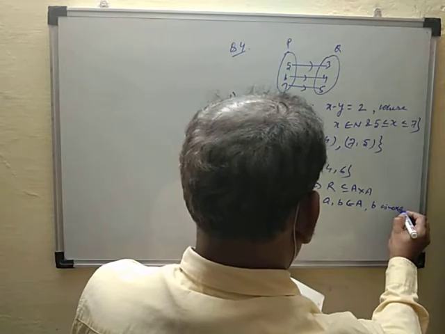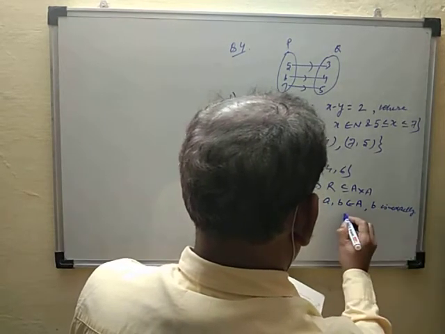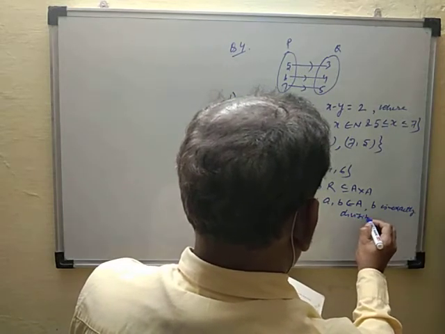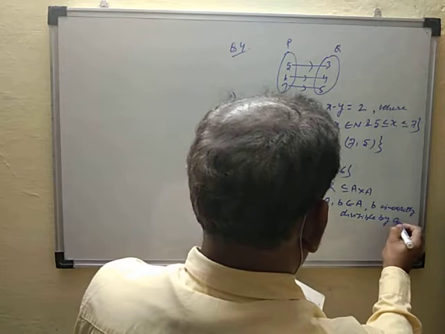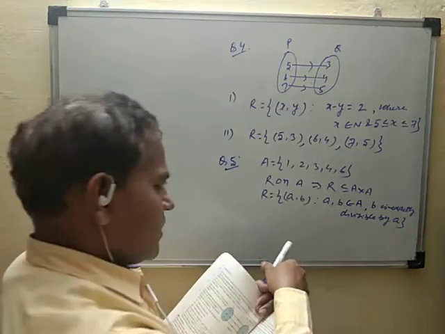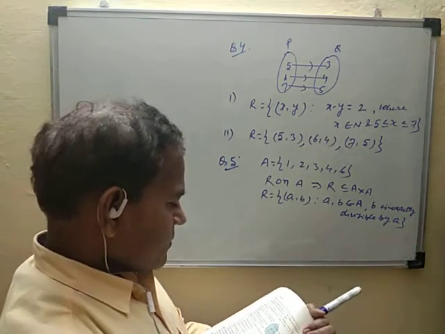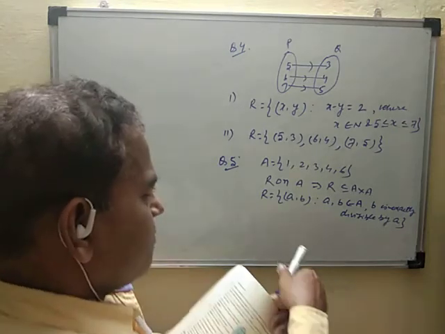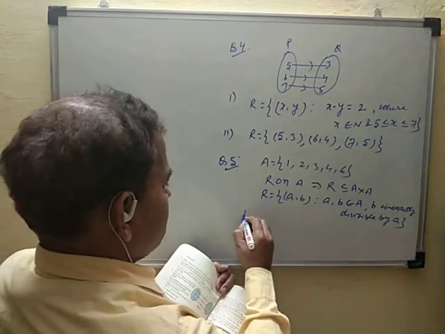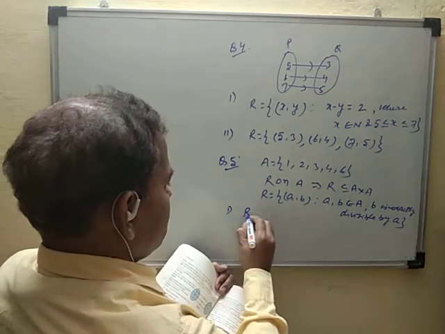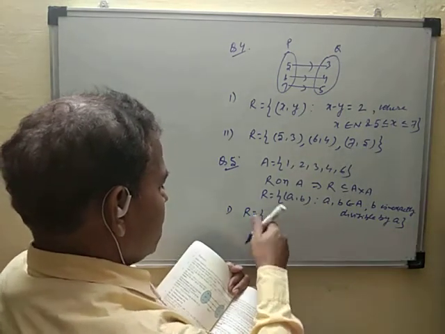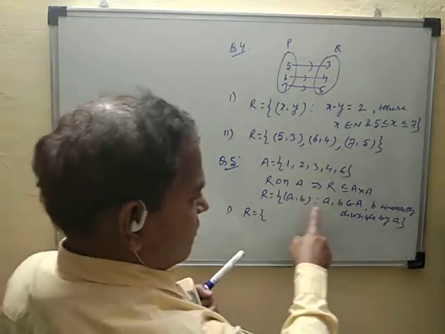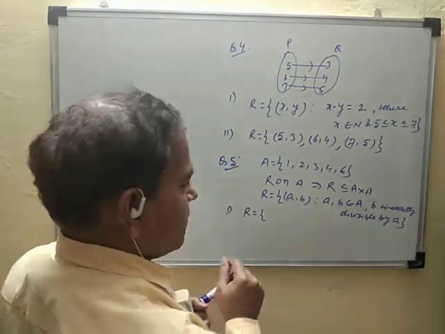B is exactly divisible by A. Then first write R in roster form. So the first part: R is equal to, that is first in roster form. This is the set builder form given, so now in roster form.